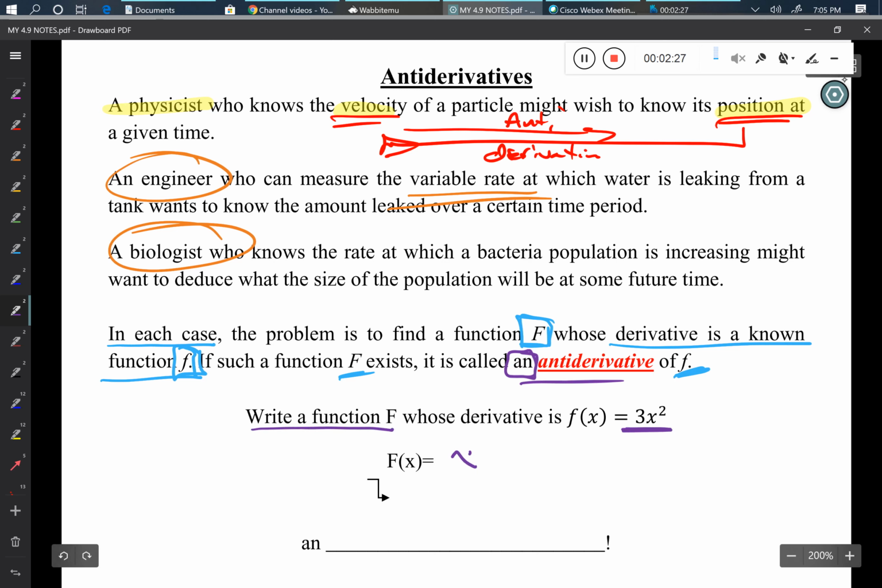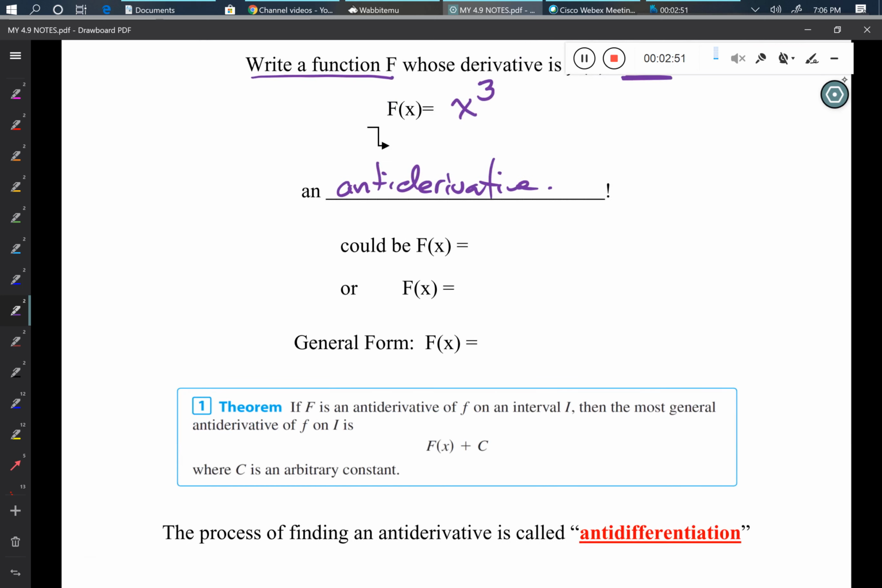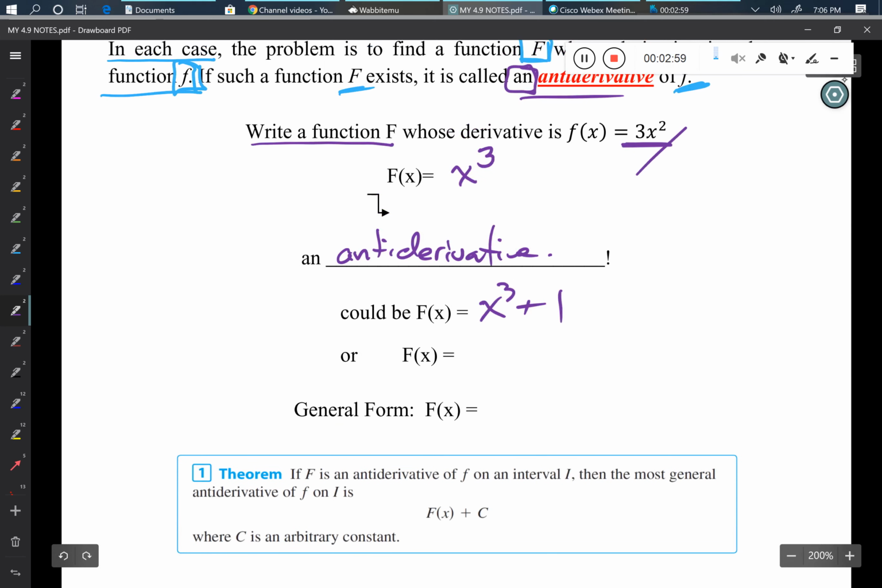Well, a function whose derivative could be 3x squared is x cubed. And that would mean that x cubed, the function F of x, capital F of x, sorry about that, equals x cubed, is an antiderivative. Right? So we're making antiderivatives. We're just doing everything we've done so far backwards. Right? But that's not the only one. What about this? Could x cubed plus 1 be an antiderivative of 3x squared? Or how about x cubed plus 5?